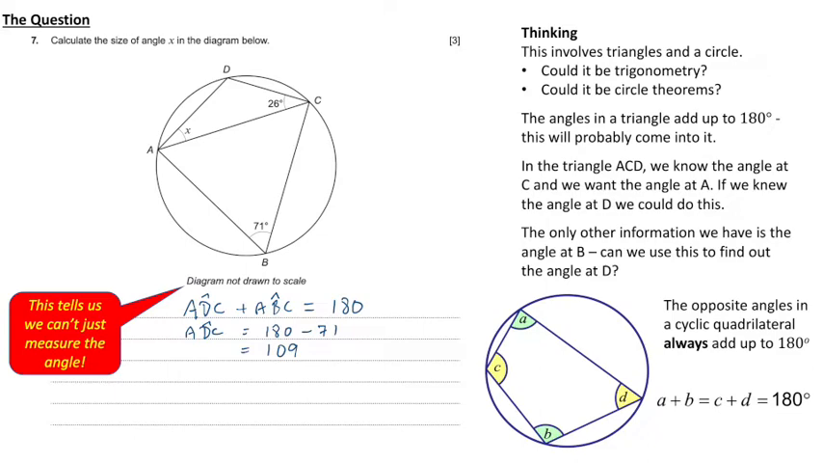So we now know what ADC is, and I popped it on the diagram there, so there it is in our triangle ADC, and we can now say that x is 180 take away the other two angles, so that's the 26 plus 109. That's the same as 180 take away 135, which gives us 45 degrees.